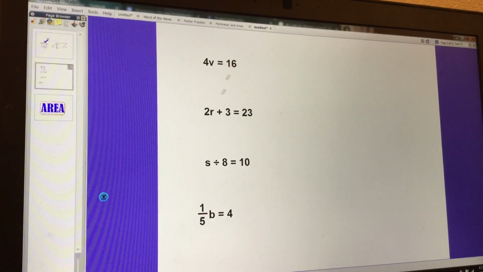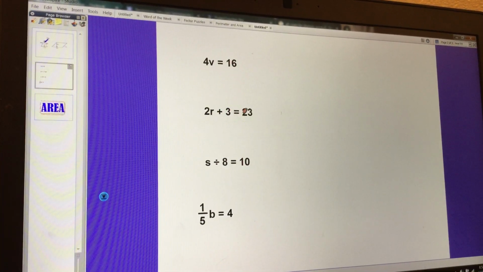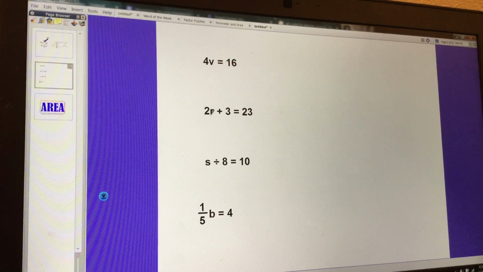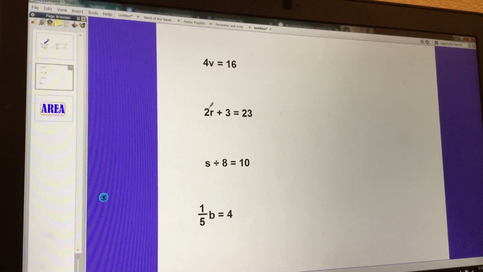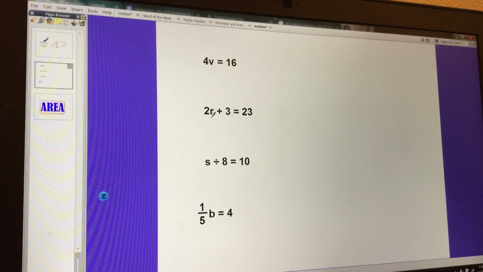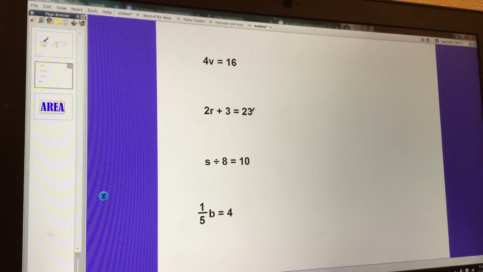Okay, so I have 2 times r plus 3 equals 23. You can sit and think, 2 times what? You could guess and check. 2 times 5, that'd be 10, plus 3. Oh, that's 13. We need 10 more, right? So 5 wouldn't work. But what about 10? 2 times 10 is 20. 20 plus 3 is 23, so r would then equal 10.